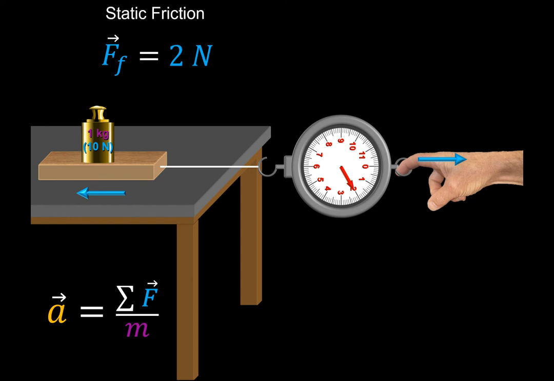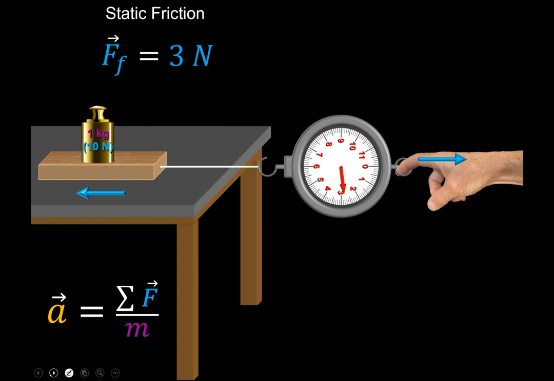Okay. So what we're pulling with starts at 2. He's pulling at 2, it's not moving, so your force of friction stays at 2. As he pulls to 3, again, your force of friction stays at 3. Sorry, it jumped down to 1 and had a little glitch there. So this is your static friction.